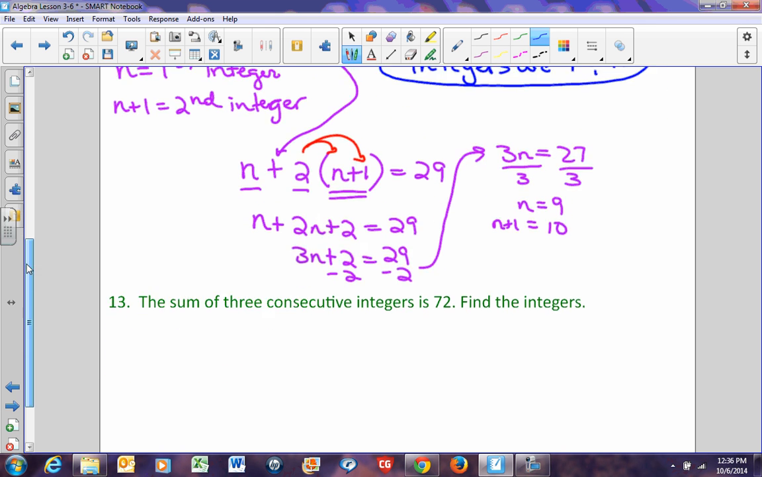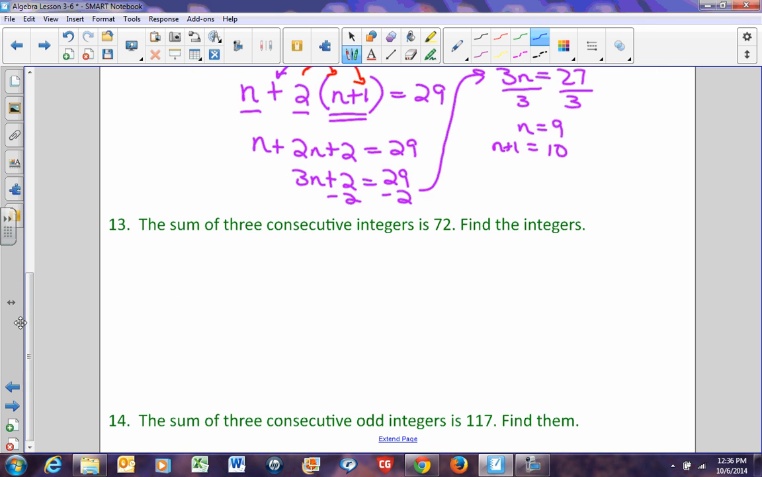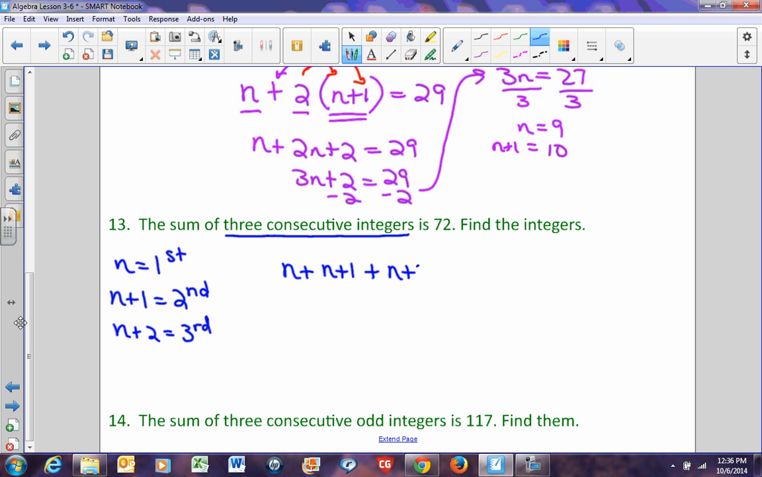I know this is a lot of examples, but I want to make sure that we get through lots and lots of examples so that you are not confused. The sum of 3 consecutive integers is 72. 3 consecutive, not even or odd. So n equals my first, n plus 1 equals my second, n plus 2 equals my third. Excuse me. So sum means add them together. So n plus n plus 1 plus n plus 2 is 72. Simple as that. Now we just simply combine.